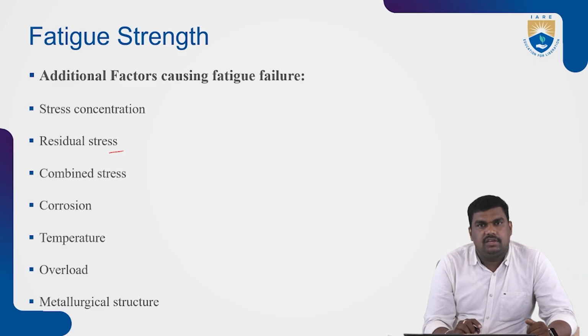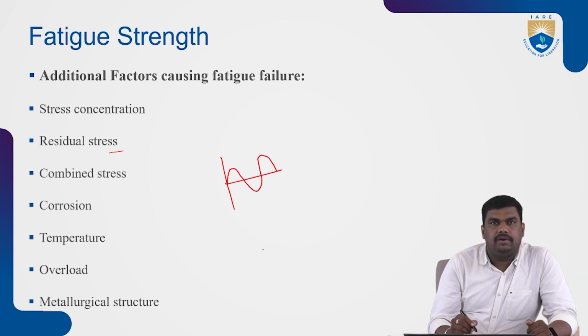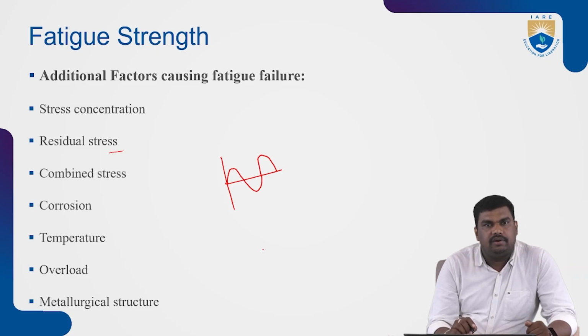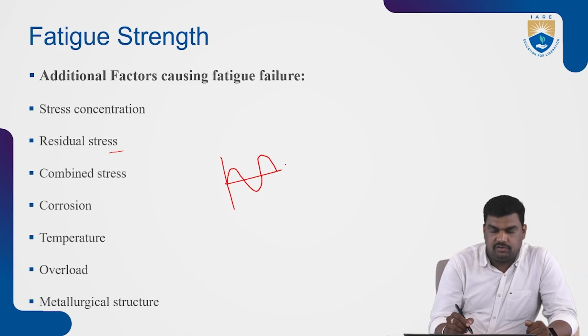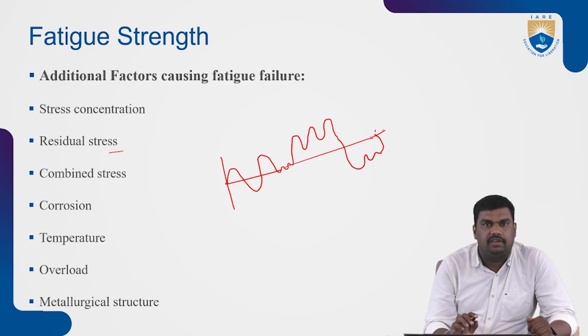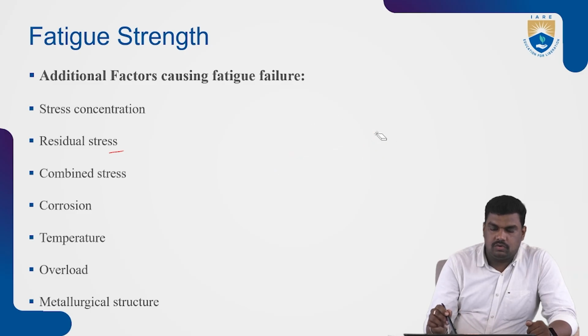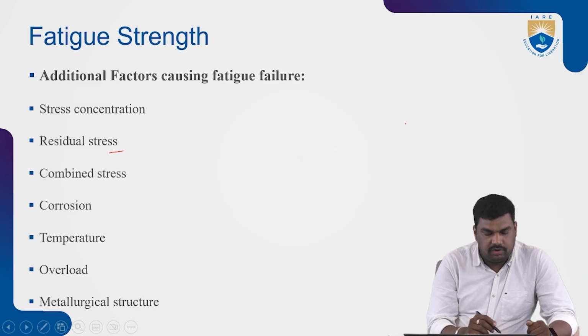Then combined stresses. So when there is a proper cyclic stress, as I said, but we cannot expect that always the component will be experiencing the proper cyclic stress. It will be having variations. It will be having different variations of stresses, right? So all will be combinedly acting on any one component. So that is your combined stress. Combined stress will be affecting your fatigue strength.